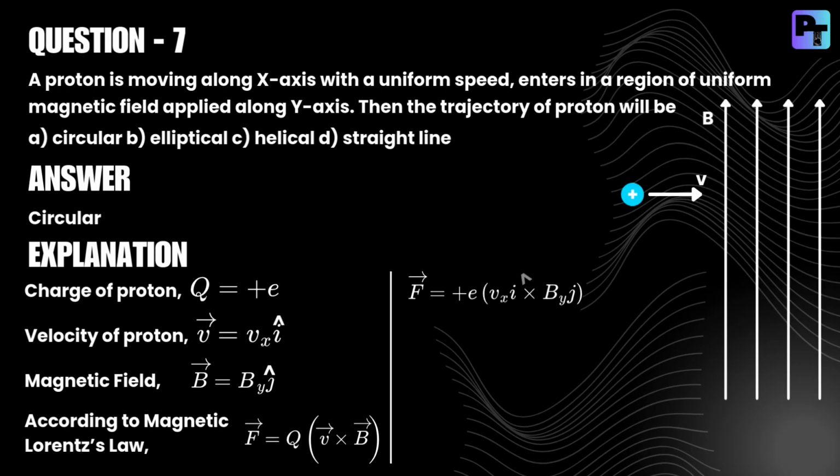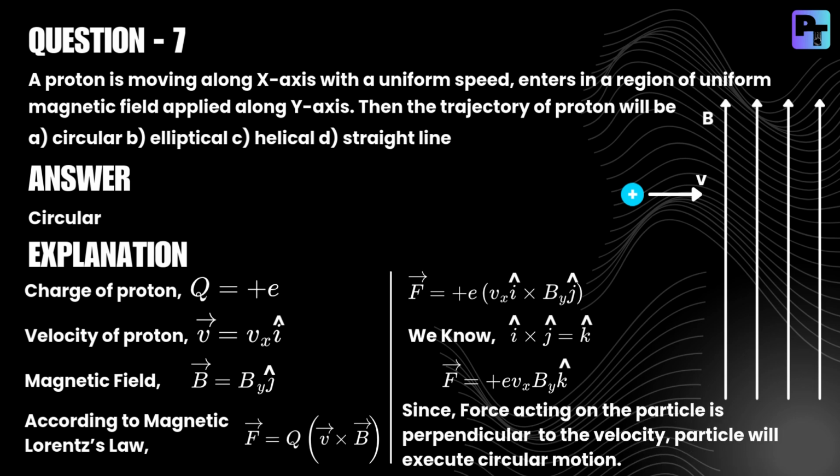Substituting the values, we get F vector equal to plus e into vx i cap cross By j cap. But we know i cap cross j cap is k cap. So, F vector equal to plus e vx By k cap. That is, force acts along positive z direction. Since force and velocity are perpendicular, this force will provide centripetal force, hence particle executes circular motion.